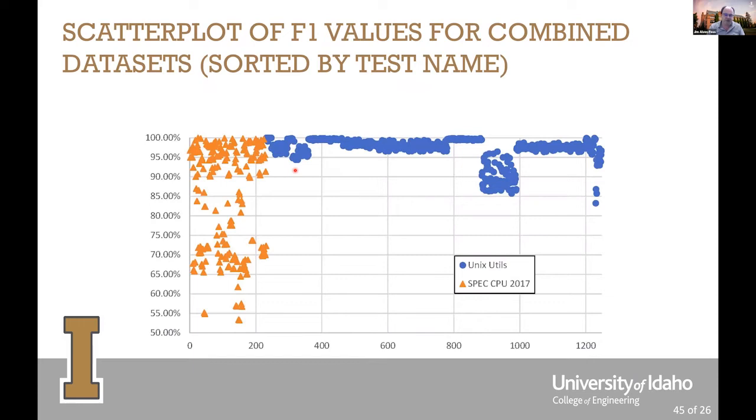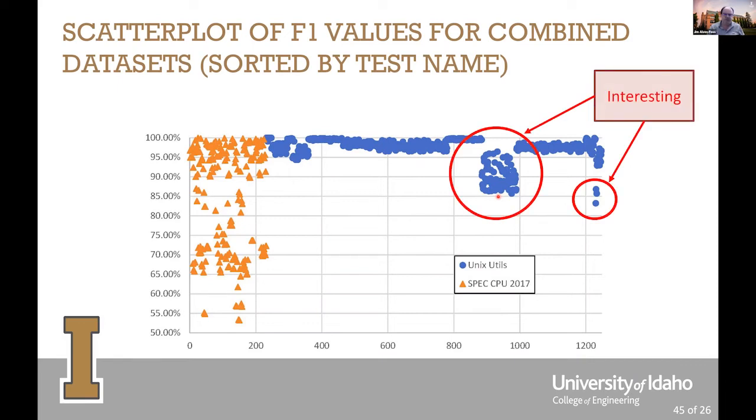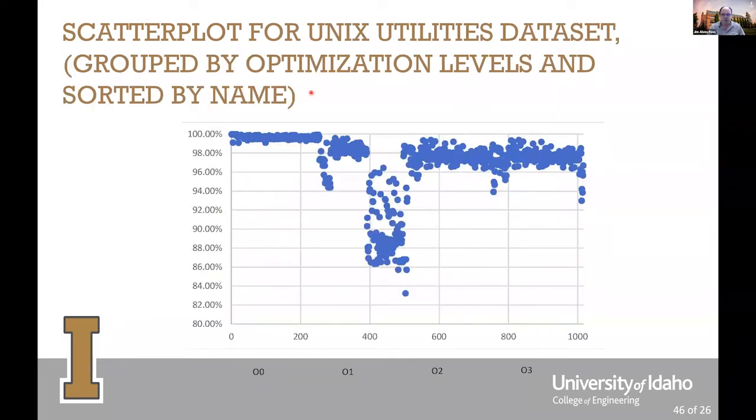Now, here's one I want to talk about for a second, because this, when we were doing our research, was really interesting. So right away, we saw there's some problems with the spec benchmarks. The Unix benchmarks, we were good, except there was something weird here. So we decided, let's dig in. These are interesting. The places where we're not successful are interesting. So we looked at those. What we did is we grouped it by optimization level, O1, O2, O3, to see if there was something there. And sure enough, in the O1 optimization is where we're seeing some issues.